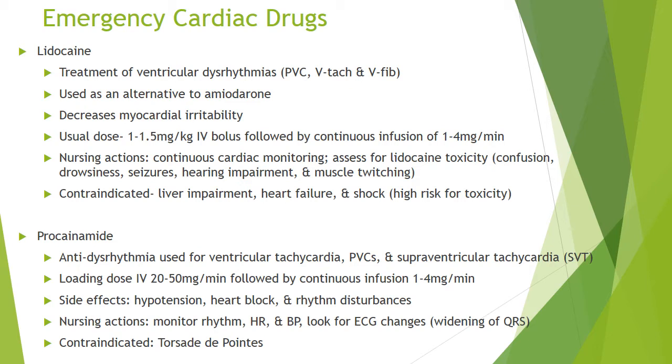Procainamide is an antidysrhythmia that we use a lot for ventricular tachycardia, SVT, and PVCs. They get a loading dose of 20 to 50 milligrams a minute, followed by a continuous infusion of 1 to 4 milligrams a minute. Side effects that we want to monitor for are hypotension, heart block, and rhythm disturbances. So we want to monitor their cardiac rhythm, assess our heart rate and blood pressure frequently, and look for any ECG changes such as widening of the QRS complex. Procainamide is contraindicated in patients that may be in torsades de pointes.